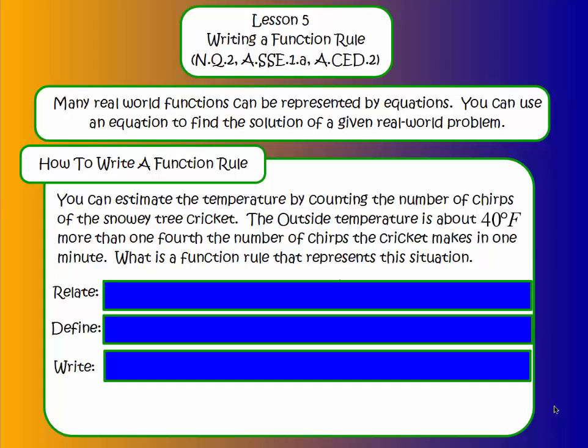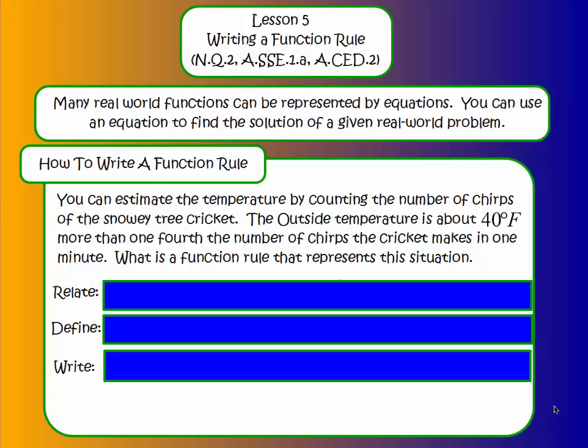So you'll see in many of these cases we will define them not to be x and y today, but we'll define them to be different letters that are going to represent things in the word problem. So let's see this word problem here. You can estimate the temperature by counting the number of chirps of the snowy tree cricket. The outside temperature is about 40 degrees Fahrenheit, more than 1/4 the number of chirps the cricket makes in 1 minute. So what is a function rule that represents the situation?